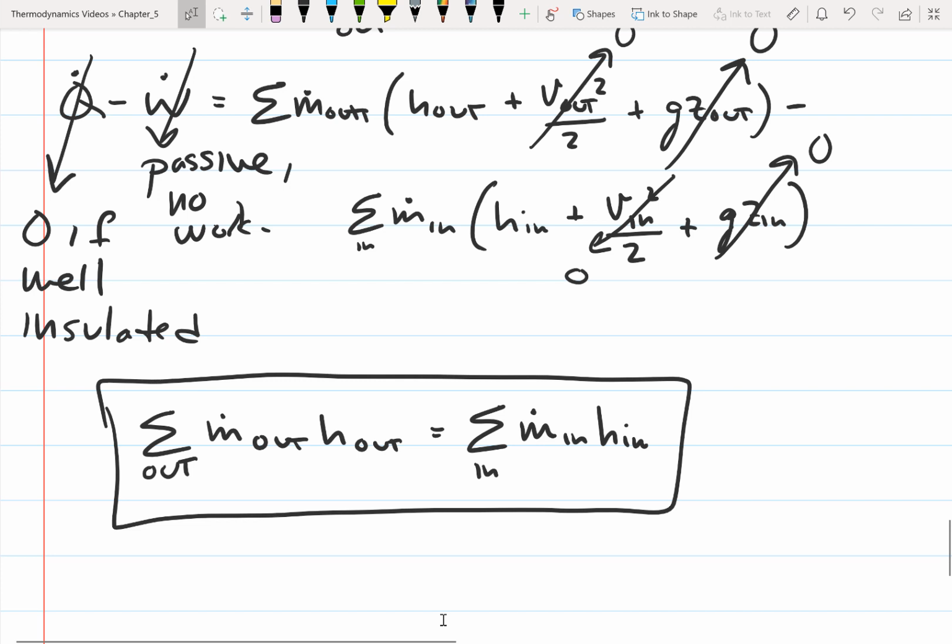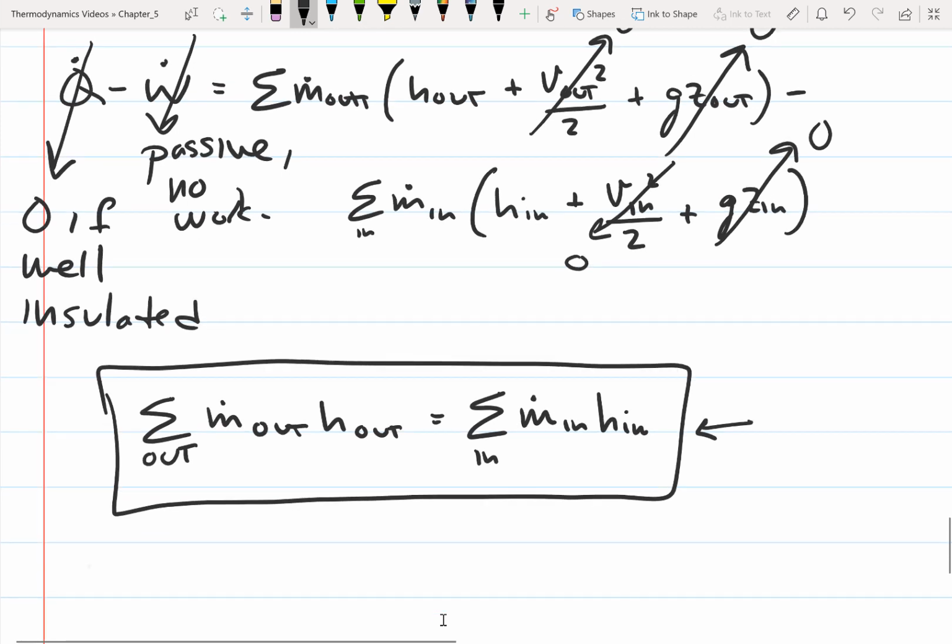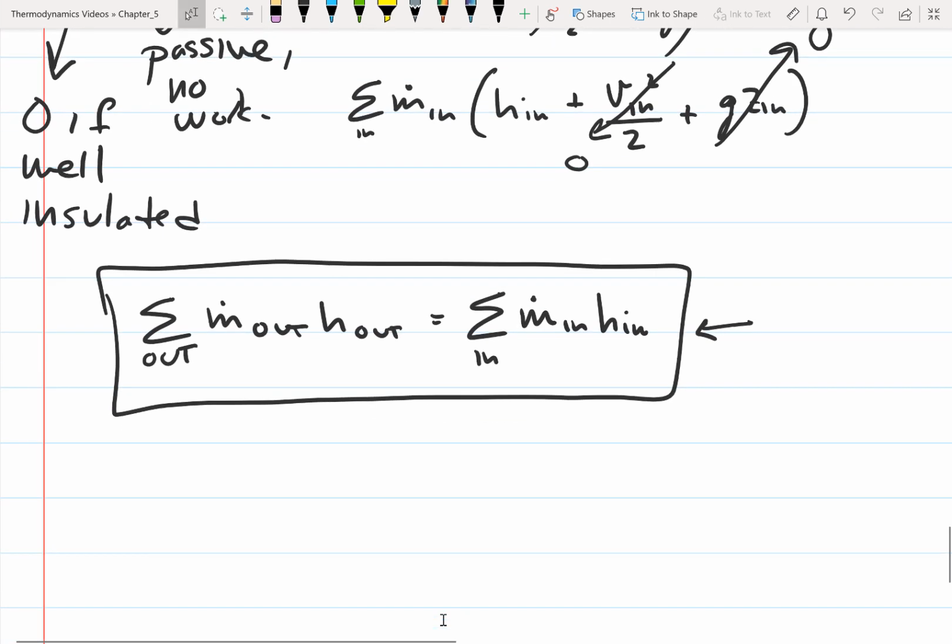So if you do have some large changes in velocities in your heat exchanger, you would need to also account for the change in kinetic energy, or if you have heat in or heat out, like let's say it's not well insulated, you would also have to account for that. But in general, this is the energy balance that you'll be able to use for a lot of heat exchangers.